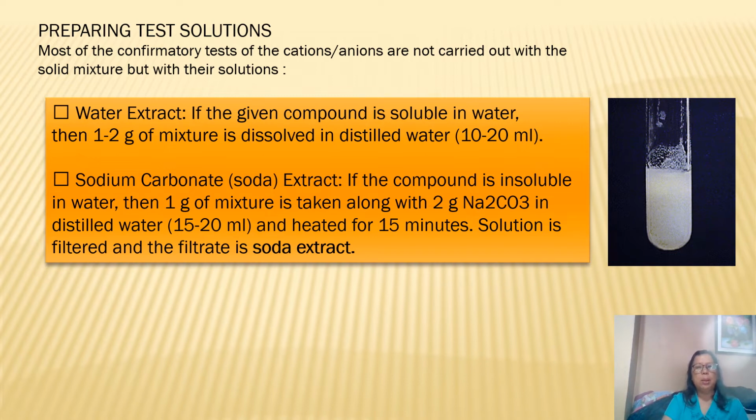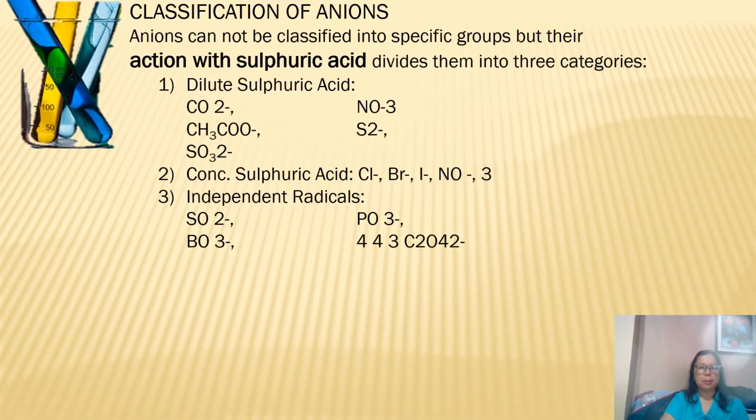Now, why is it called soda extract? Because of the presence of sodium carbonate. And the soda that you drink usually has sodium carbonate. And then there are different classifications of anions. You are now in the negatively charged ions, and there are major classifications. It depends upon how sulfuric acid is added.